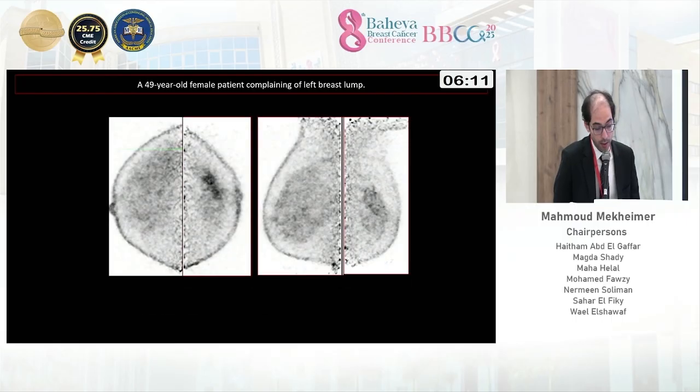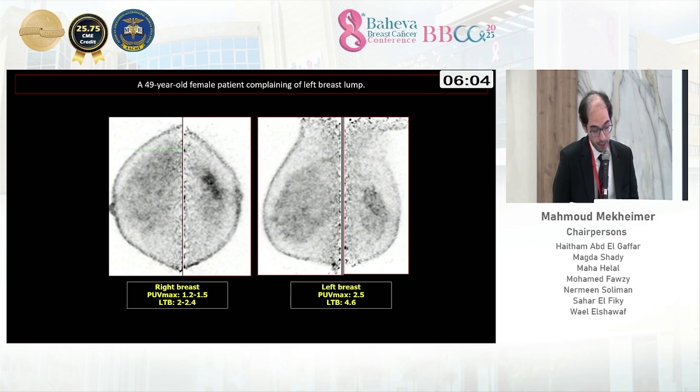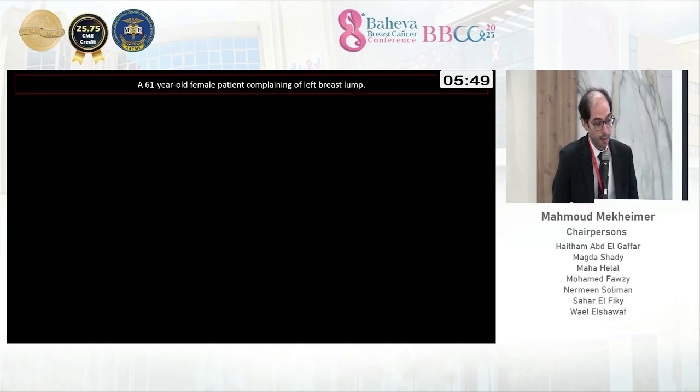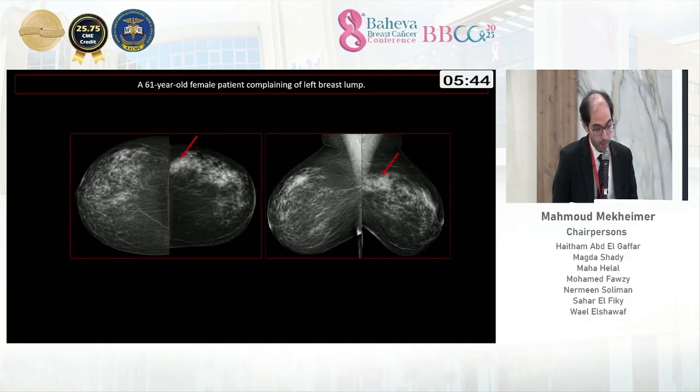BEM revealed left breast upper outer quadrant non-mass FDG uptake with BOV max 2.5 and LTB 4.6, while in the right breast, few faint FDG uptake by small foci with BOV max 1.2 up to 1.5 and LTB 2 up to 2.4. In this case, this is a 61-year-old female patient complaining of left breast lump. Mammography revealed left upper quadrant deeply seated dense speculated lesion and biopsy revealed invasive duct carcinoma grade 2.